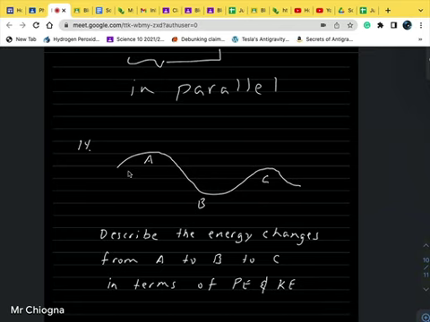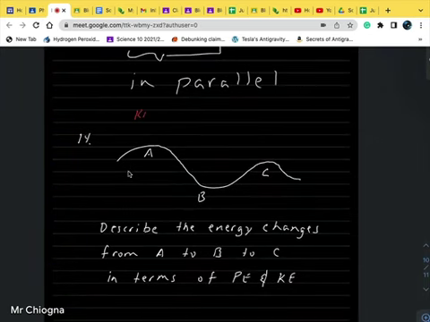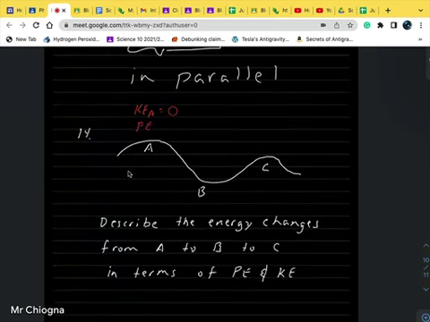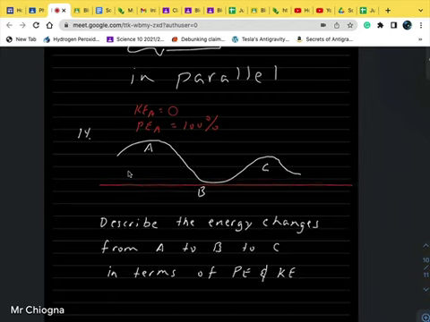Usually you start with, not always, but usually you start with no kinetic energy at A. So I'll write that down, but just keep in mind it's not always the case. But let's say KEA is 0. Okay, and I'm going to make up numbers. I'm going to use percentage. 100% here. Okay, B is close to, let's say B is near ground level, if not at ground level.